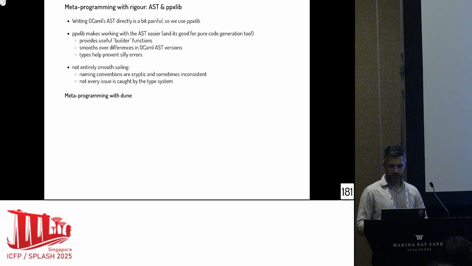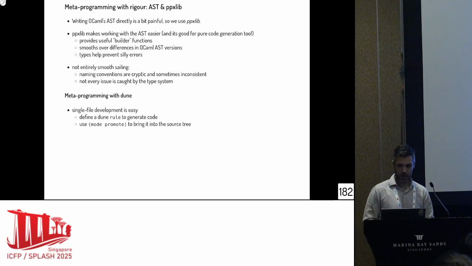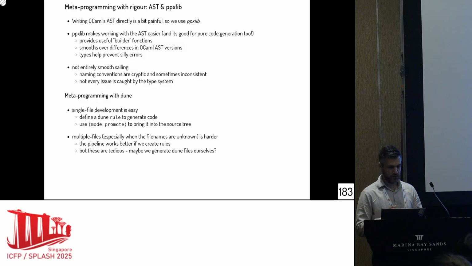Just a last note on metaprogramming, like the loop itself with Dune. I found it's relatively easy when you're dealing with single files. You define a Dune rule that generates code, and then use mode promote to pull it into your project, and then inspect the generated code. Multiple files, somewhat more difficult. Maybe we can generate the Dune files ourselves. It's something I haven't quite got to yet.